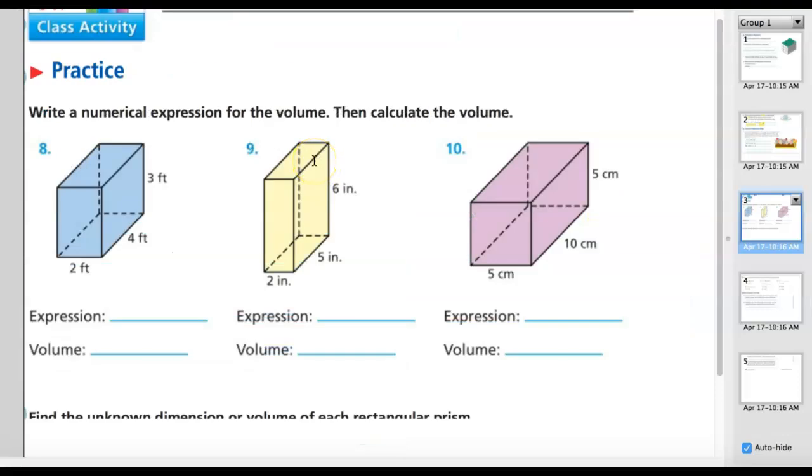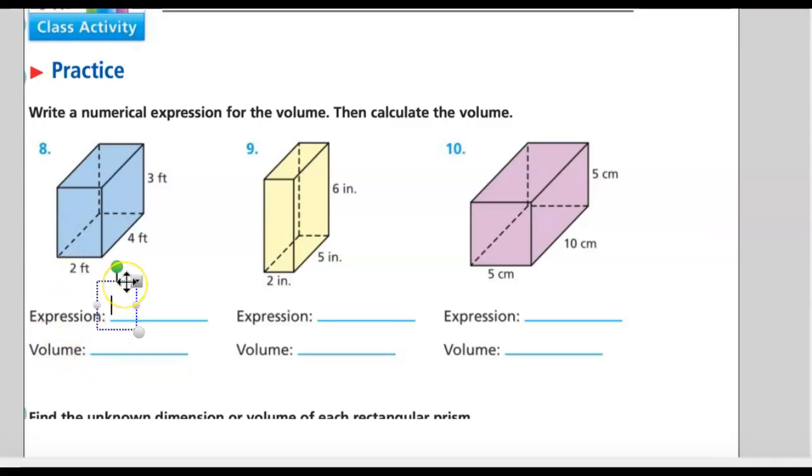All right, this is your practice page, and I'm going to practice the first one with you, and then you'll be on your own for 9 and 10. So what it wants you to do is write a numerical expression for the volume. If you remember what an expression is, it does not involve an equal sign. It's just the expression with the operations. No equal sign is needed yet. Then you're going to calculate the volume, and that's what you do on the bottom where you figure out the answer. So the expression is going to be, we have a 2 times a 4 times a 3.